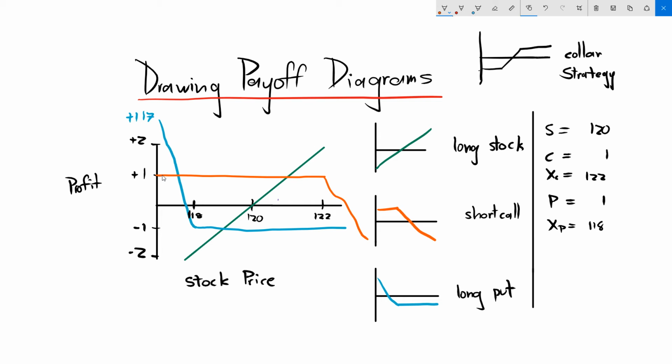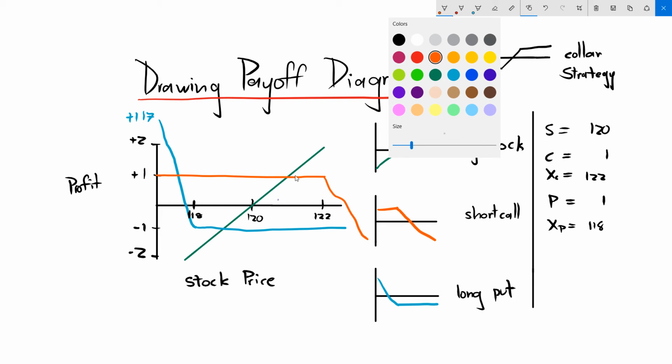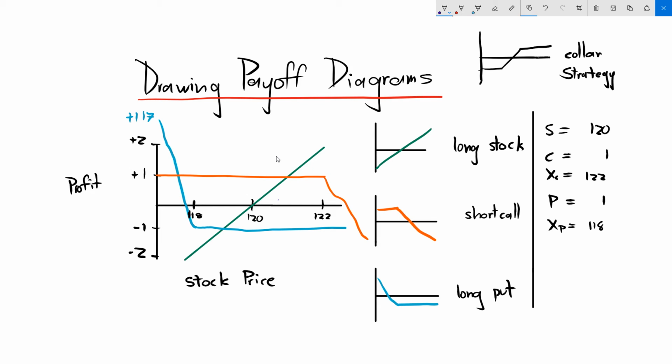Now, looking at this, we can actually figure out what the overall strategy is. Remember, we start at the initial price, which is $120, because that's our original price. And now we just have to look at the slopes of everything else. This has a slope of 0, this is a slope of 0, this is a slope of 1. And you're just going to be summing the slopes together.